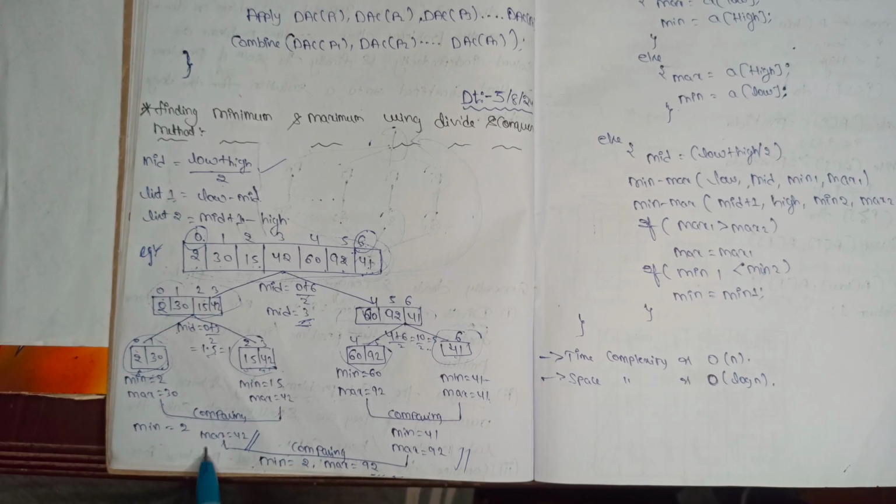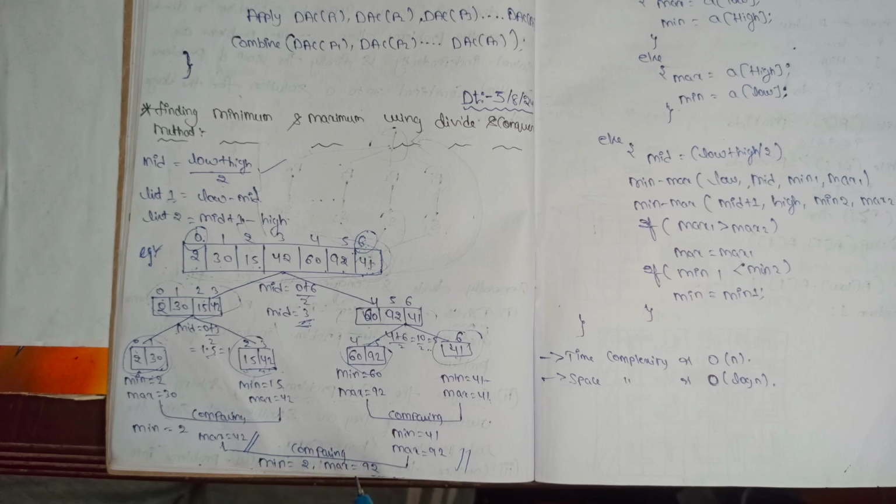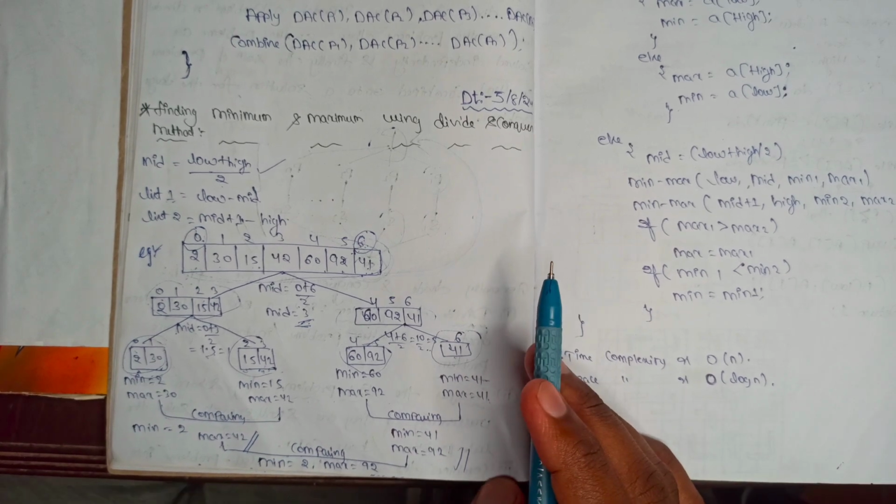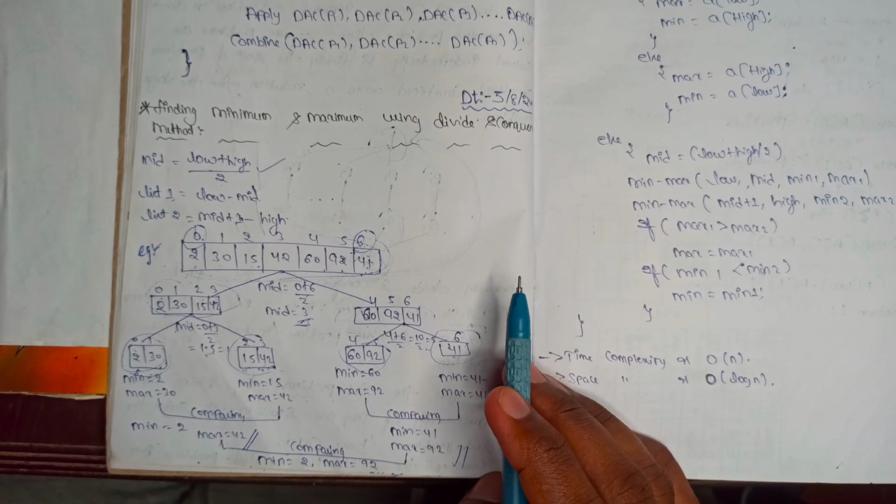Again we have to compare the 2 results here. Comparing these 4 elements, 2, 42, 41 and 92, we get a minimum value of 2 and a maximum value of 92. So this is how we find the minimum and maximum using the divide and conquer approach.